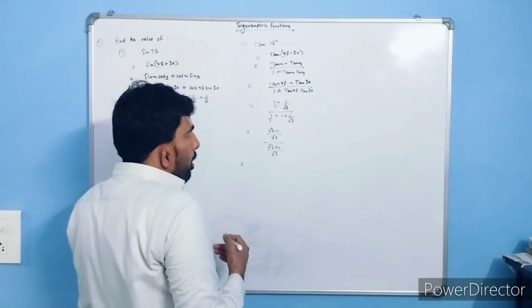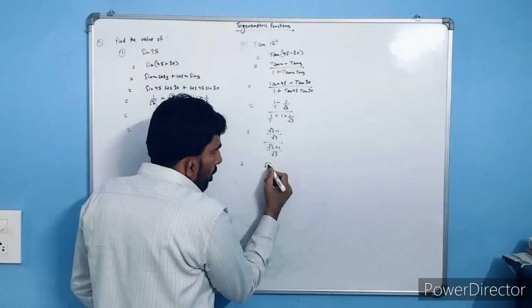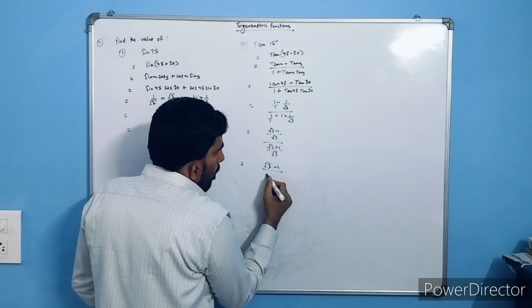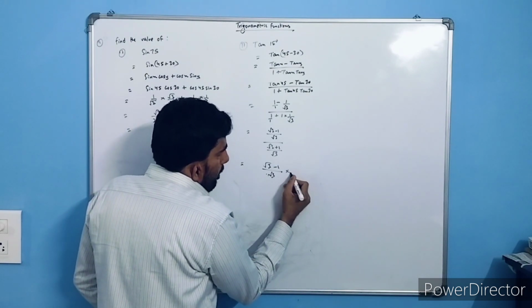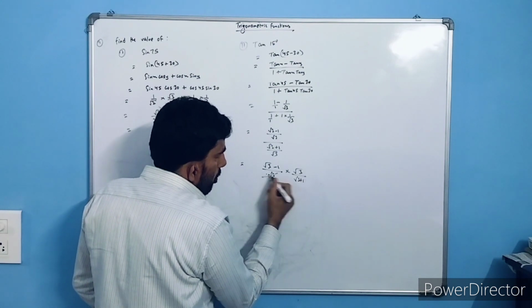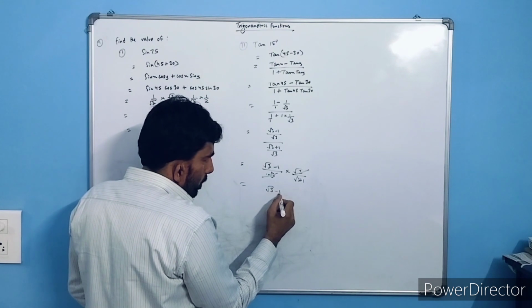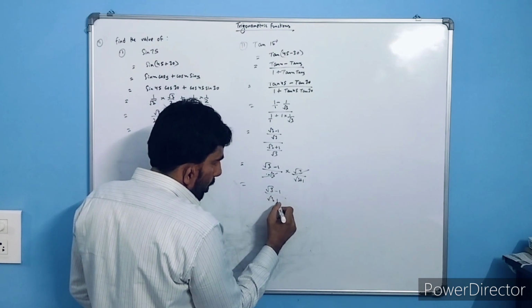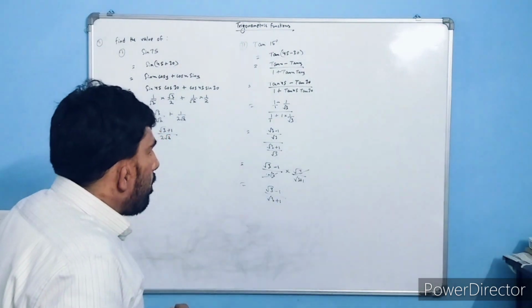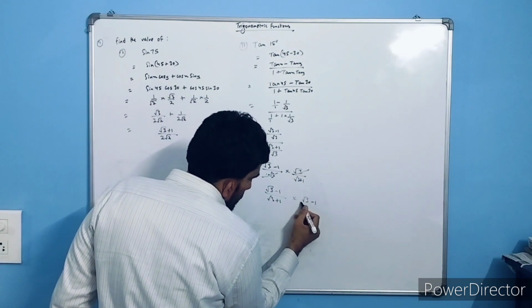Now what will we do? Now our next step is to rationalize. So root 3 minus 1 upon root 3, into root 3 upon root 3 plus 1. So now I got root 3 minus 1 upon root 3 plus 1. Okay. Further we can rationalize and find our answer.